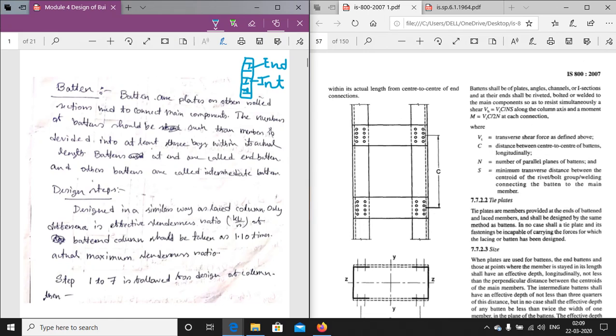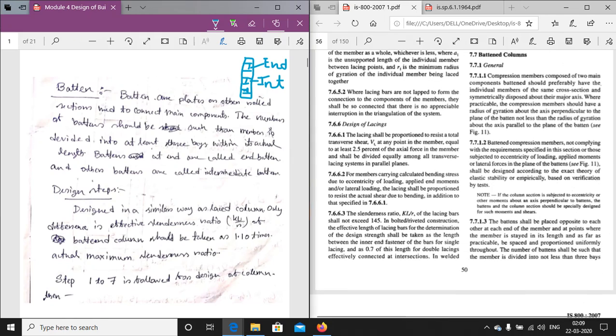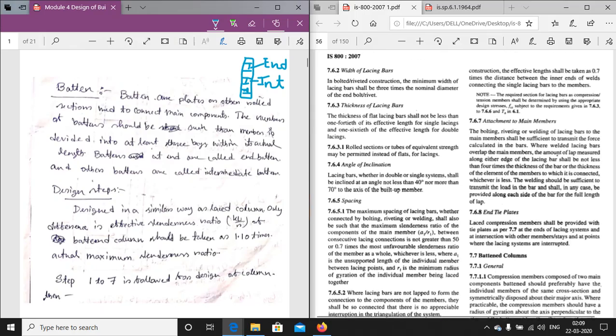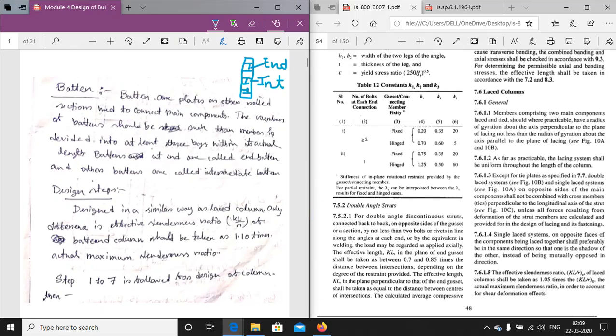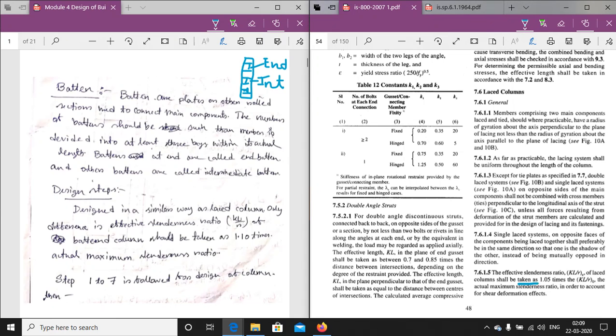Now, the design steps. The batten plate is a normal built-up column system, so it is also designed in a similar way as in the case of the laced column. The only difference is that in the case of the lacing system, the slenderness ratio for the laced column is generally taken as 1.05 times the most unfavorable slenderness ratio, that is the maximum slenderness ratio.